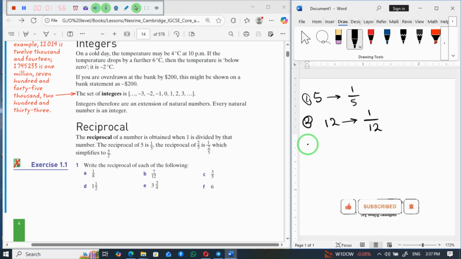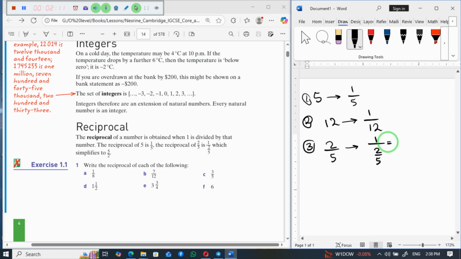Or maybe we have different types of number, for example, 2 over 5. You should find the reciprocal of 2 over 5. You should divide 1 over 2 over 5. When we simplify this fraction of a fraction, 5 goes up and multiplies by 1, and the result is 5 over 2. This is the reciprocal of 2 over 5.